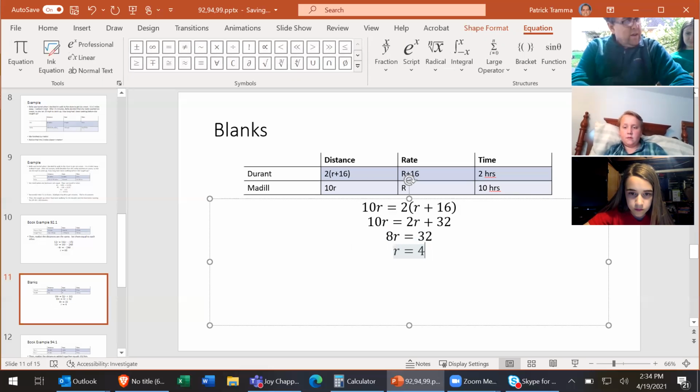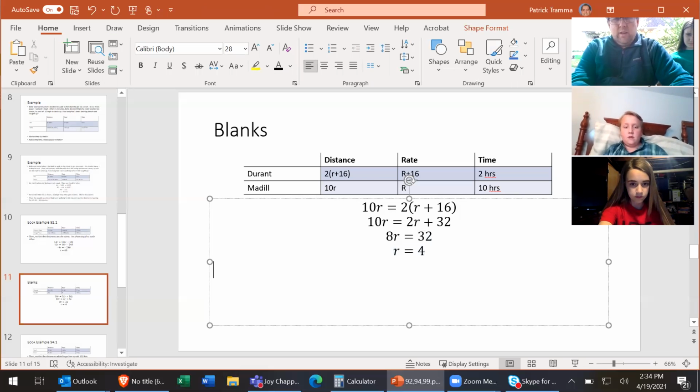Very good. Okay, now what does it ask there? What's the question? How far is it to the oasis? Right. So what is how far? Distance, rate, or time? Distance. Okay, so we know R. So how do we figure out what the distance is?